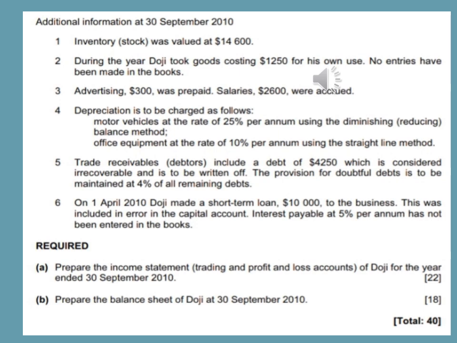I repeat again, we will take out 4% of the remaining debtors after excluding 4250 from the list of balances debtors amount. Whatever that 4% comes to on the remaining debtors, we will match that amount with the provision for doubtful debts amount given in the list of balances. If there is an increase, we will record it in the income statement as an operating expense. Only that increase we will record. And if there is a decrease, we will record it by adding it in the gross profit as an income.